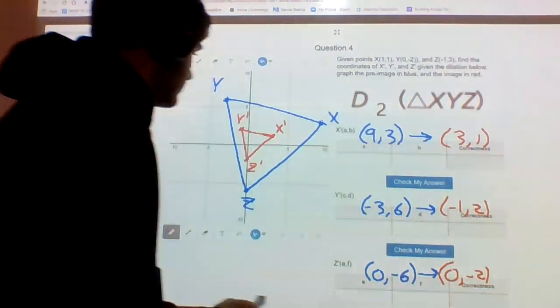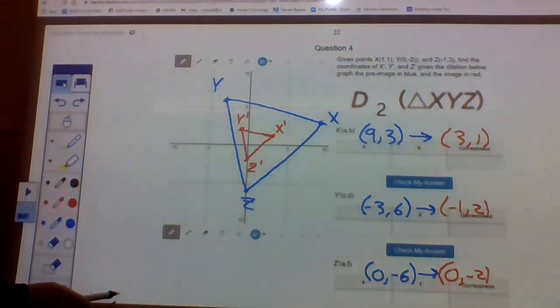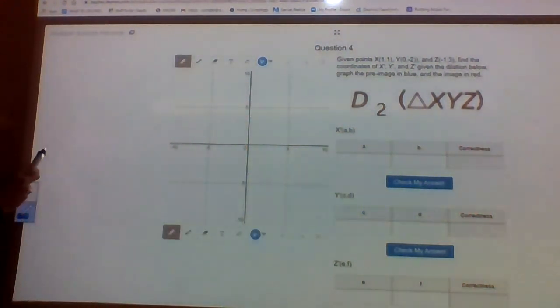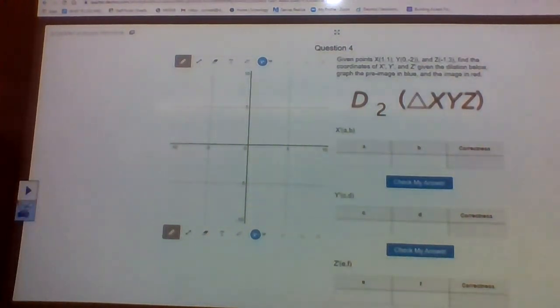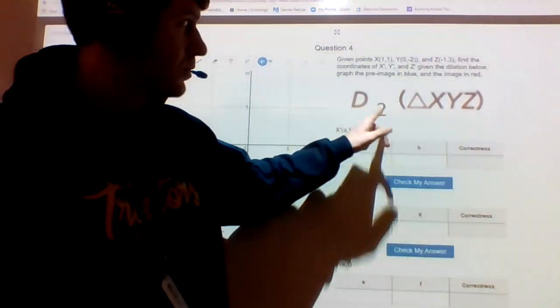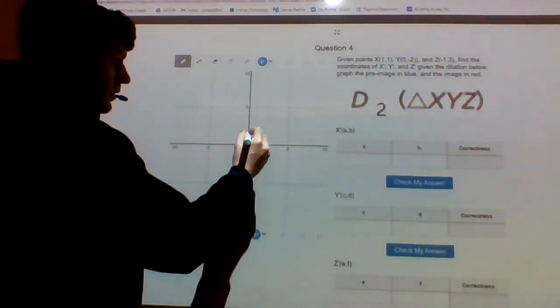Next question here. This one's going to be pretty much the same thing. So we want to graph the original in blue. Our scale factor here is going to be 2. So we got 0, 1, 1.